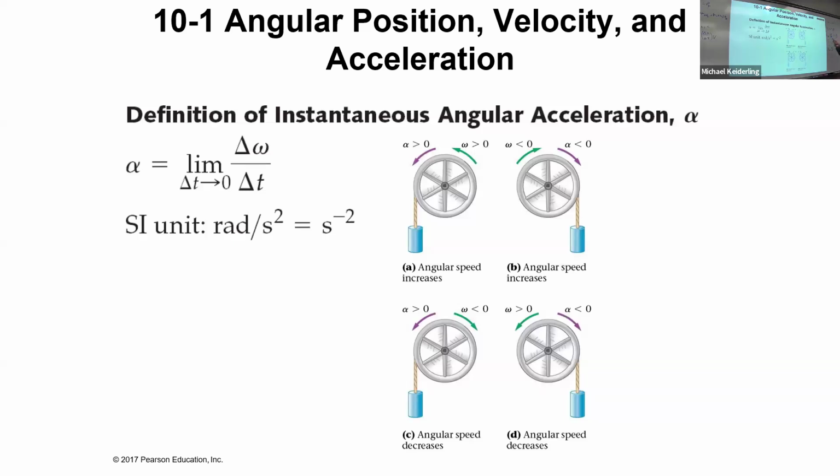If angular acceleration and angular velocity are in the same direction, your angular speed will increase. They can either be both positive or both negative. But if they're in opposite directions, your angular speed will decrease. So if your velocity is negative and your acceleration is positive, you'll slow down. If your velocity is positive and acceleration is negative, you'll also slow down.